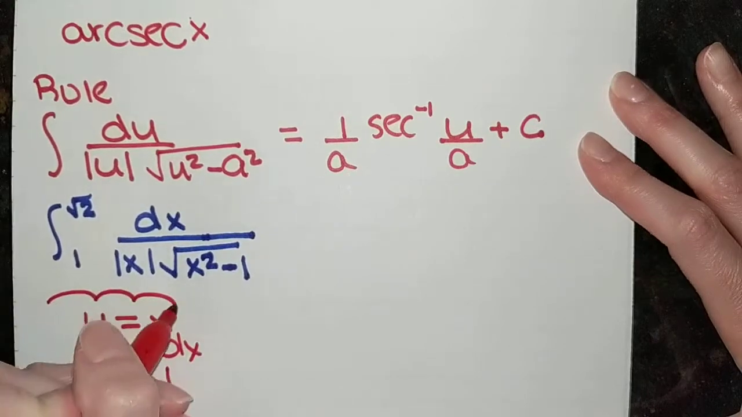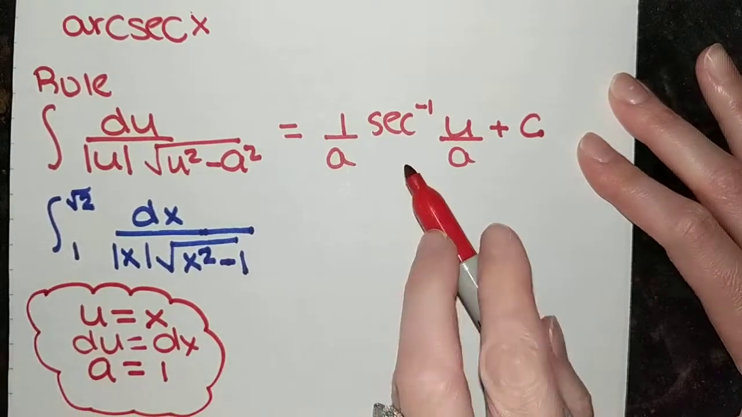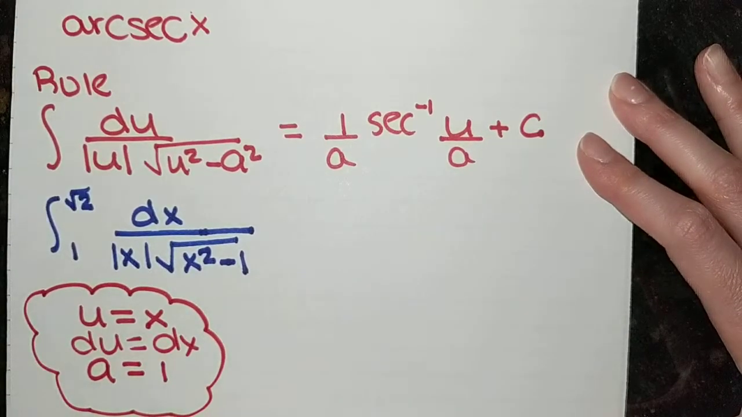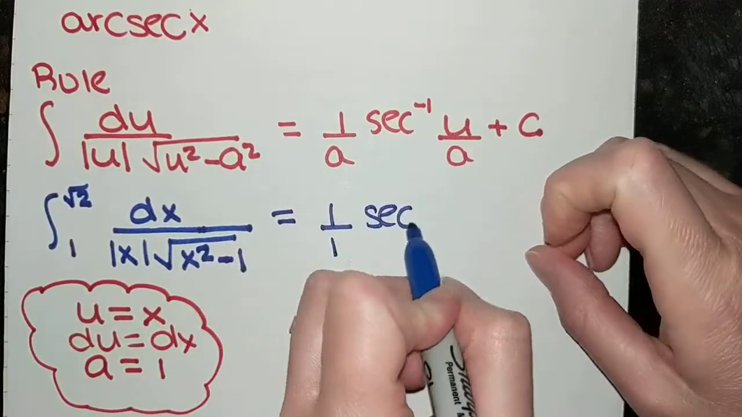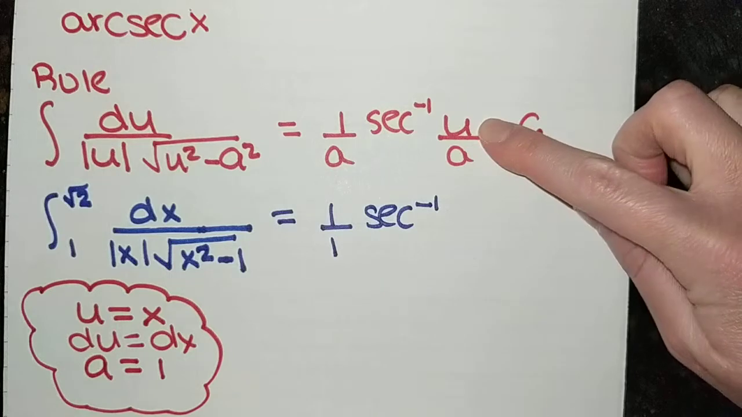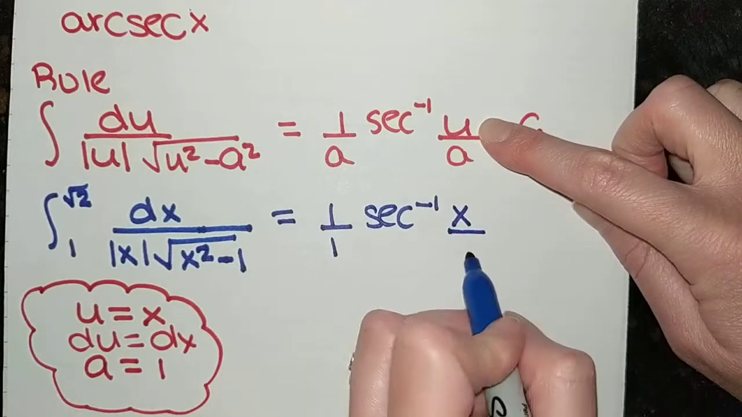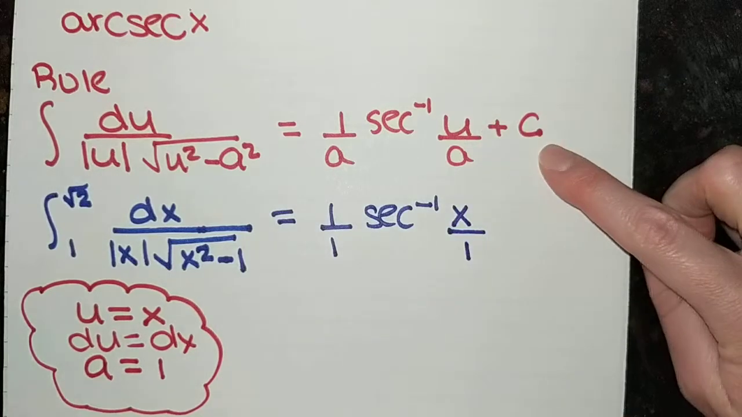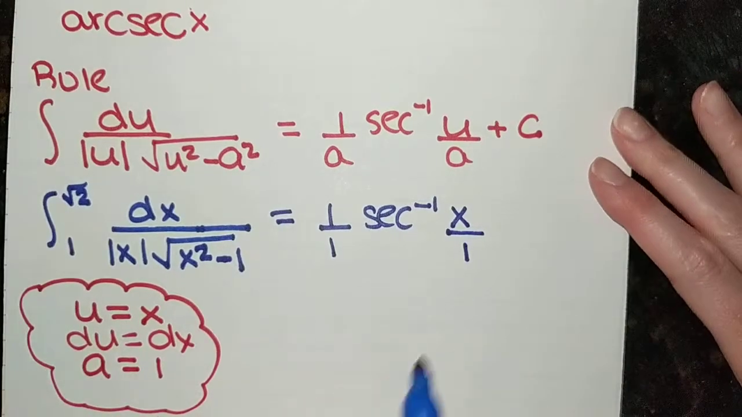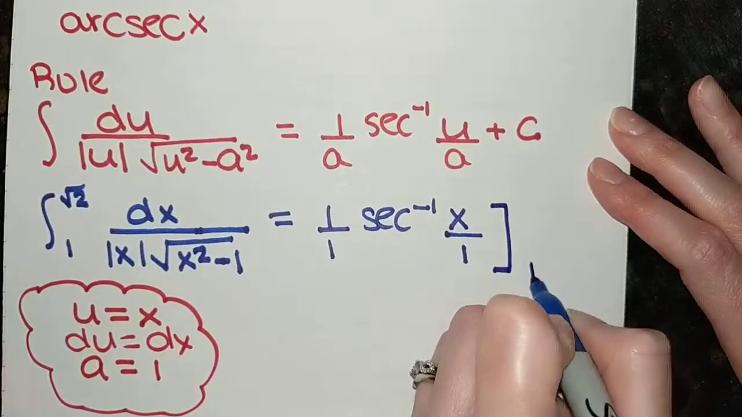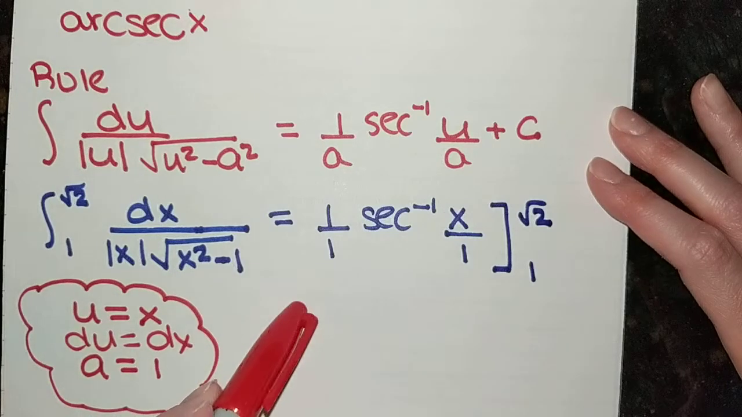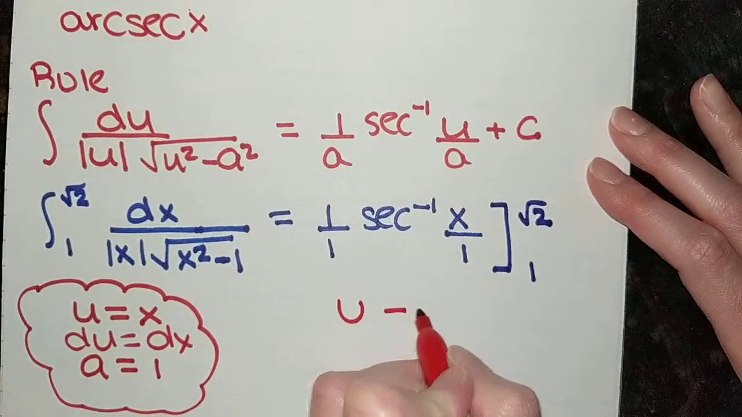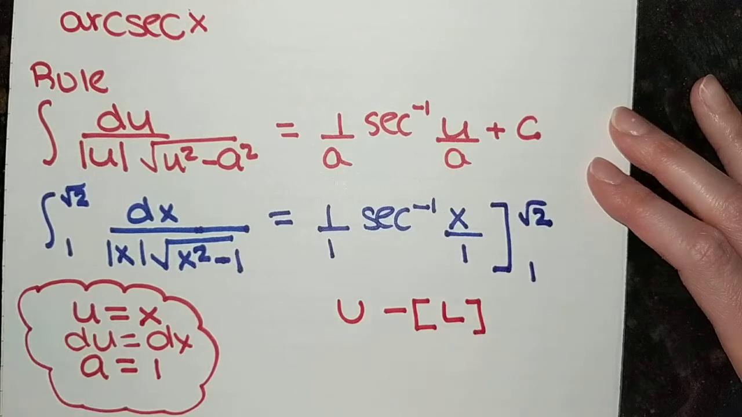So with that as your match for the integral rule, you're just going to plug in. So you'll have 1 over a, which is 1, arcsecant u, which is x, over a, which is 1. Now again, we're not going to put the plus c because we do have bounds. So we have the bound 1 to square root 2. So now that we have it integrated, we'll then plug in our upper bound minus our lower bound.